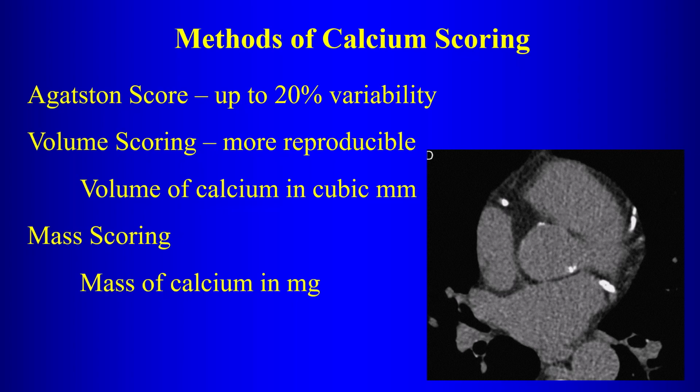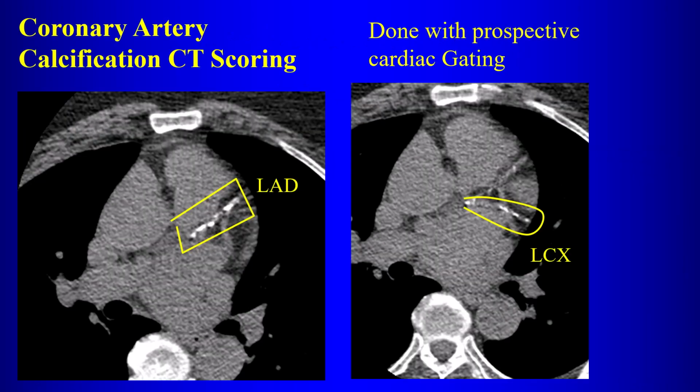The volume score, where we convert these regions of interest into volume of calcium in cubic millimeters, is somewhat more reproducible, as is the mass scoring system, where we convert these regions of interest into milligrams of calcium. All of these are also available within your software, although traditionally the Agatston scoring system is the one that has been used and is still usually used at most centers.